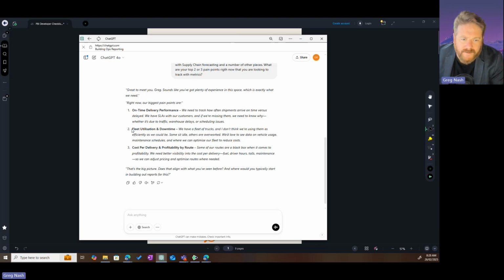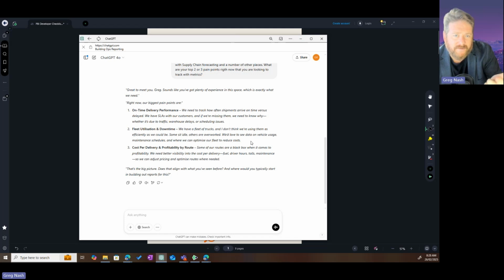So that's one. Fleet utilization and downtime. We have a fleet of trucks. I don't think we're using them as efficiently as we could be. Some are idle, some are overworked. We'd love to see data usage on vehicle maintenance schedules and where we can optimize our fleet to reduce costs. So just think about that from a fact perspective. So we've got a trucks dimension.